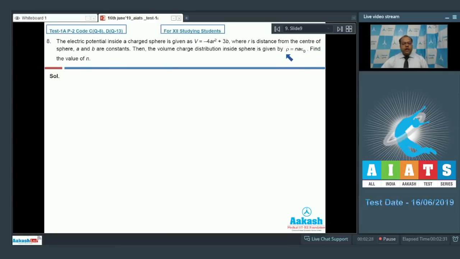So we know that rho is constant because the value of N is an integer and A and epsilon naught are constant. We know that the electric field E is equal to minus dV by dr. So if I differentiate the electric potential function with respect to R, it can be written as minus 8AR. So the value of electric field is equal to 8A into R.